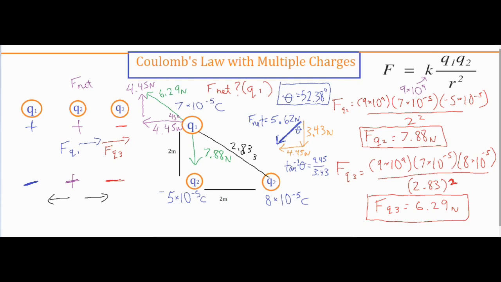Okay, so the result would be, as this is pulled downward pretty strongly and pushed over diagonally with a little bit less force, it's going to cause the charge to go down and to the left at a 52.38 degree angle with 5.62 newtons of force.